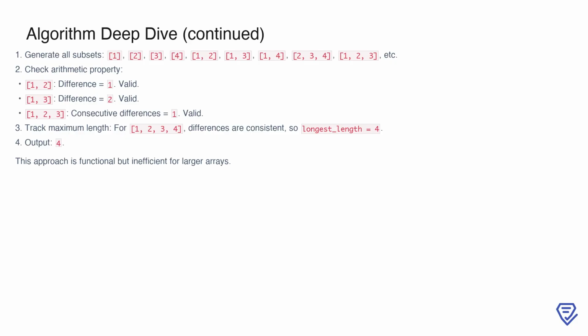For each subset, we check whether it satisfies the arithmetic property. For example, [1, 2] has a consistent difference of 1, making it valid. Similarly, [1, 3] has a difference of 2, and [1, 2, 3] has consecutive differences of 1, so it is also valid. Among all valid subsequences, the longest one is [1, 2, 3, 4], with a consistent difference of 1 throughout. Thus, the maximum length is 4. While this approach works, it is clear that it becomes inefficient for larger arrays, making optimization necessary for practical use.